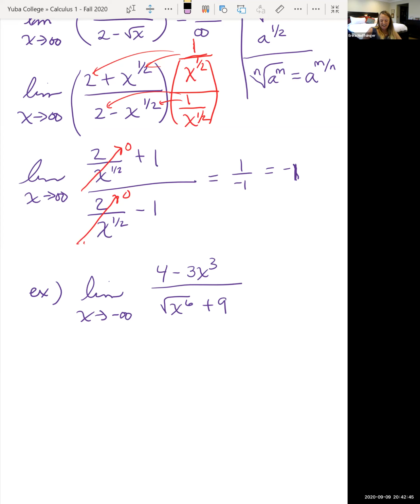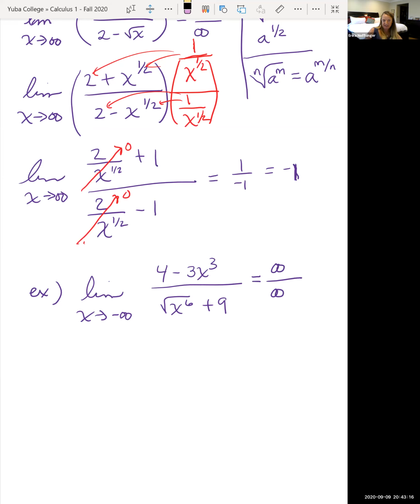Okay, so if we plug in negative infinity, I notice that in the top I'm going to have negative infinity cubed, which is negative, times this negative out front. So I can reason that the top is going to go to positive infinity. The bottom, when I plug in negative numbers, I raise it to the 6th power. That's going to be positive. Square root of a positive is positive, plus 9 is also positive infinity.